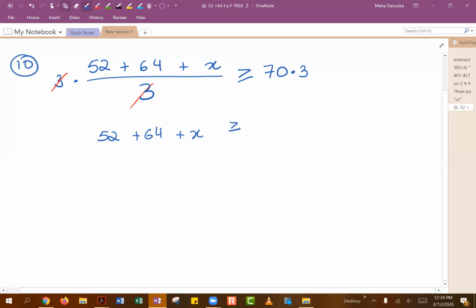Okay, so you can see when we multiply 70 with the 3, you are still going to end up with that same value of 210, right? Okay, and then what was 52 plus 64? Yeah, 116.